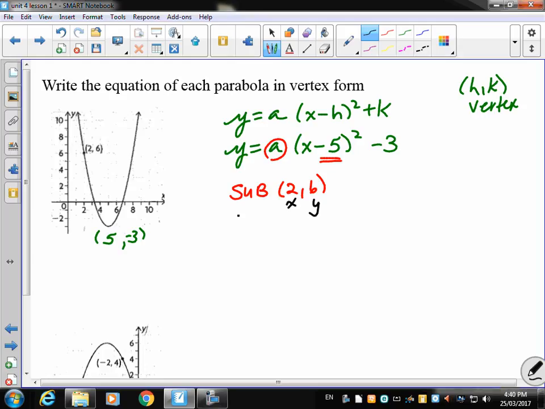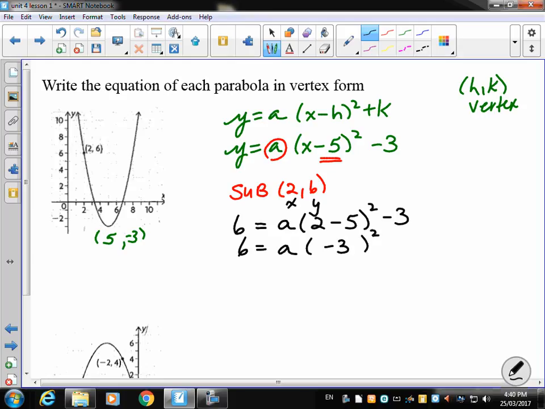So 6 goes here. I'm solving for A. I put a 2 where this x is. And then I am going to solve. So order of operations would say, hey lady, can you do the bracket first? So I have, and I'm going to write a lot of lines for this. Sometimes we can shorten our process a little bit. But 2 subtract 5 is negative 3. I'm going to square that. Negative 3 squared is 9.